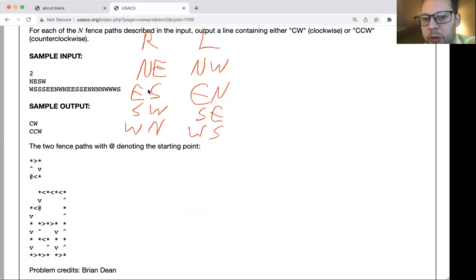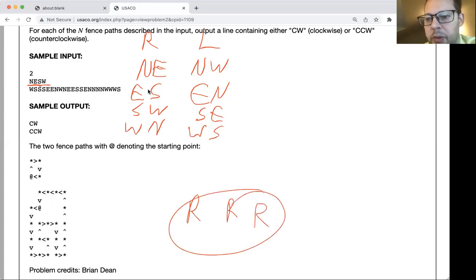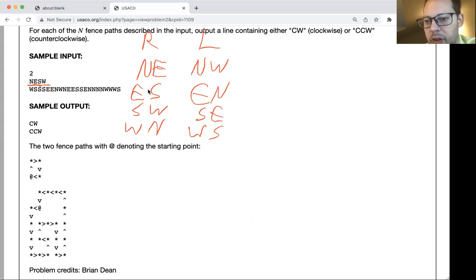Okay, so now what we're going to do is run through and count these up. Let's start with the simple case. Northeast is a right turn. East south is a right turn. Southwest is a right turn. We've got 3 right turns and no left turns. Right turns dominate, therefore this is clockwise. If it's right turns, it's clockwise. Just remember the clock's going around to the right like that.